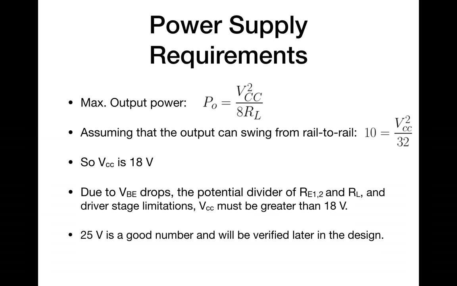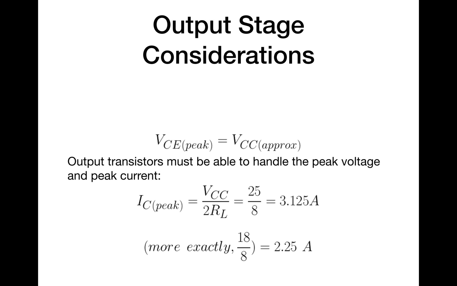Basically, you want to keep rechecking it to make sure you have enough headroom, and to make sure you're going to get sufficient power into the load. Although sometimes you will design the power supply around what voltages are available, in which case it's a little bit trickier. The output stage has to be able to handle the peak voltage and the peak current that's going to be delivered to the load. So the peak current is, with a 25 volt supply, 3.125 amps, but if you remember, with all those voltage drops, those transistors actually see 18-ish, so 2.25 amps is probably closer to reality.